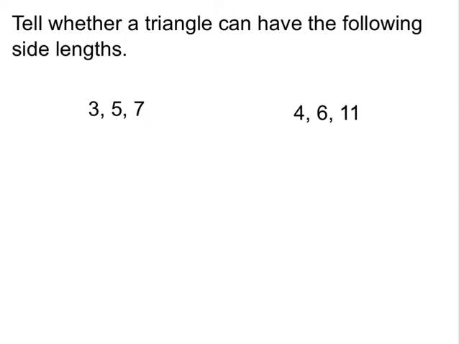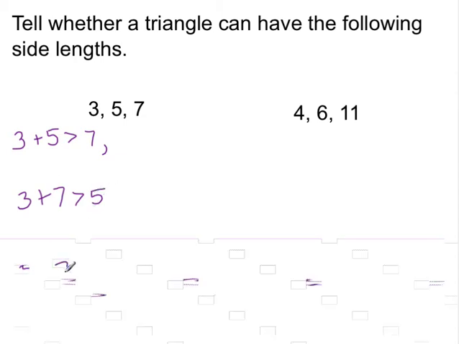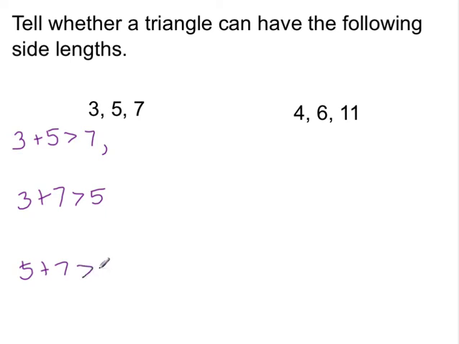Now, let's take a look and we'll apply the theorem. Let's look at these first three possible measurements. The sum of any two sides has to be greater than the third. So if I look at it, I know that 3 plus 5 has to be greater than 7. I also know that 3 plus 7 has to be greater than 5. And I also know that 5 plus 7 has to be greater than 3.